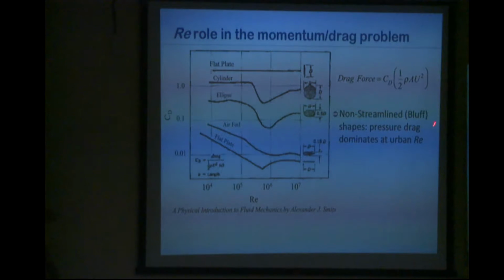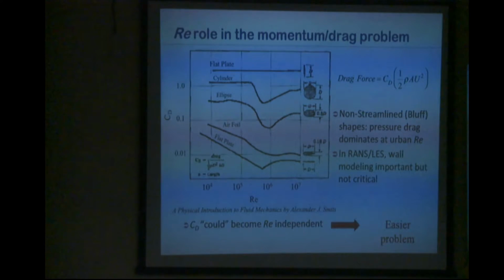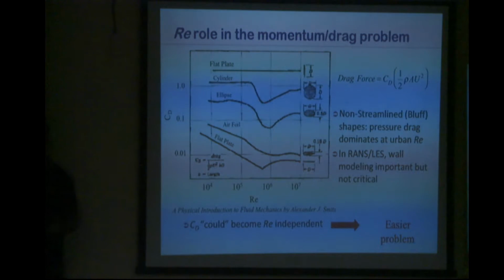So for a non-streamlined bluff shape like a flat plate, the pressure drag dominates at very high Reynolds number. In the cities, we are in this region. And in RANS and LES, wall modeling is not going to be important, because wall modeling tries to tell us about viscous drag, and viscous drag is negligible. We don't care about it. And so this makes simulating flow over cities, believe it or not, somewhat of an easier problem, right?